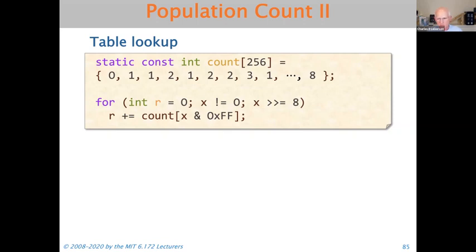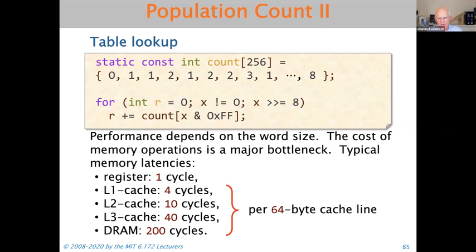The algorithm runs through the bytes of the word, extracting each byte and adding its pop count to the total. Okay, so pretty simple algorithm. The performance, once again, scales with the word size, but the constants are potentially better because we're processing by bytes instead of bits. Now, unfortunately, we can't make the count table too much bigger because it starts to get expensive to access it.